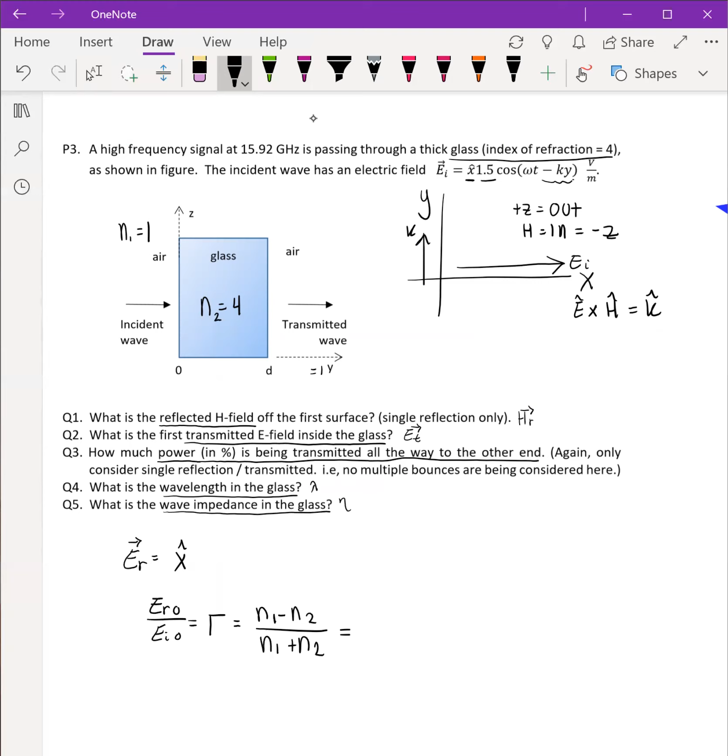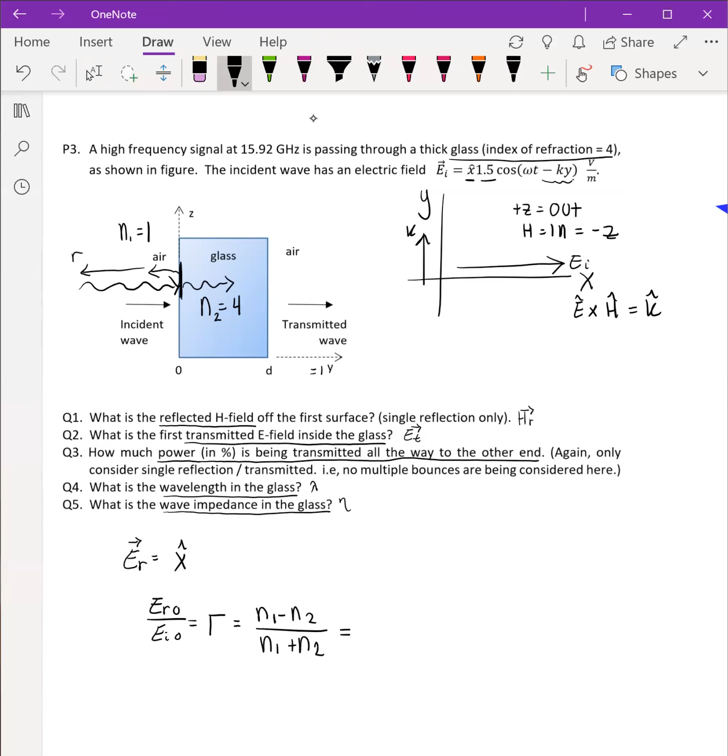So now we're finding gamma. I like to think about this as where the wave starts versus where the wave is going, and that's how I determine my n1 and n2. If we look at this wave, we have an incident wave traveling to the right. Once it hits this change in medium, some of it is going to be transmitted through the glass and some of it is going to be reflected backwards, the opposite direction.